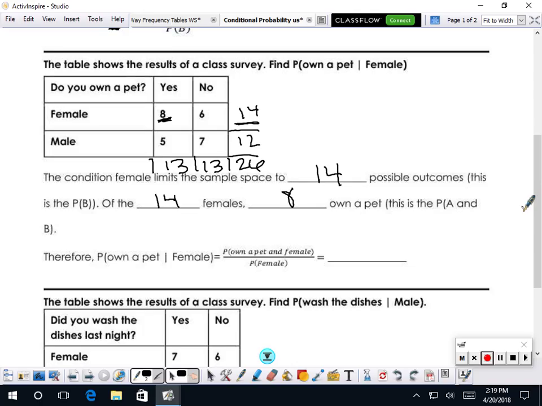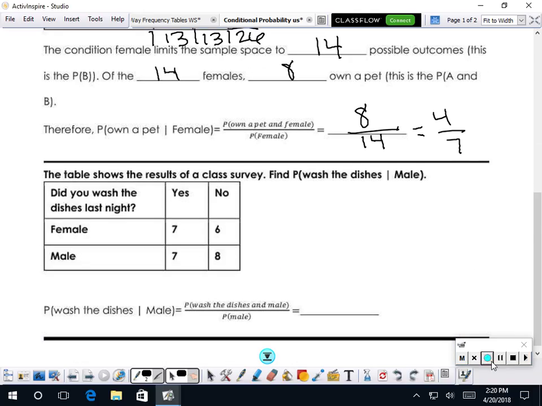All right, so therefore, the probability someone owns a pet, given they are female, is going to be on top the probability of owning a pet and female, which will be 8, over the probability of female, which is 14. 8 over 14 will reduce, always reduce your fraction, and it would be 4 over 7.